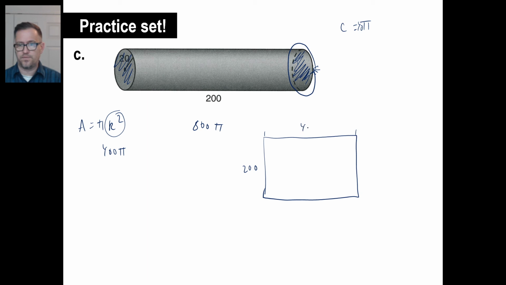Well, that means that's 40 times pi. Well, 40 times... good gravy. Okay, let's just do it in our heads here. 4 times 2 is 8, and then 1, 2, 3 zeros times pi. Okay, and I think that's it. So we have 8,800 pi.